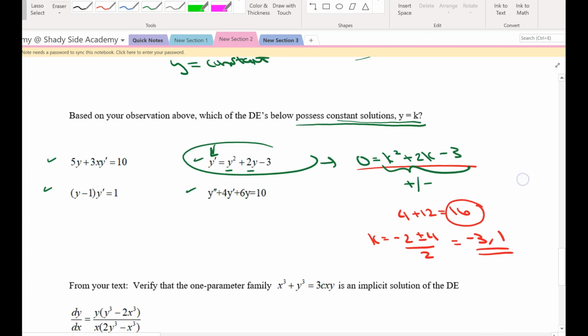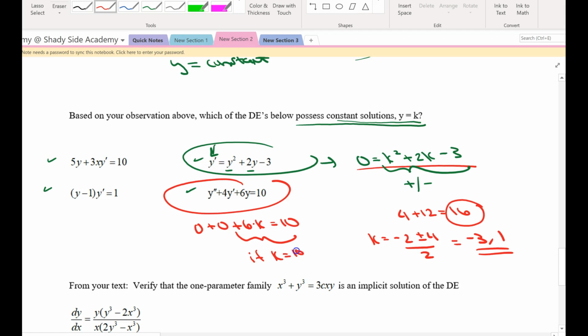All right. How about this one? What do you think? Y equals a constant. 0 plus 0 plus 6 times some constant equals 10, right? Well, unless k equals 10 over 6, or 5/3, then y equals k is a solution, right? But if k does not equal 10/6, then y equals a constant is not a solution to the diffie-q. All right, you can go ahead and talk those two out.